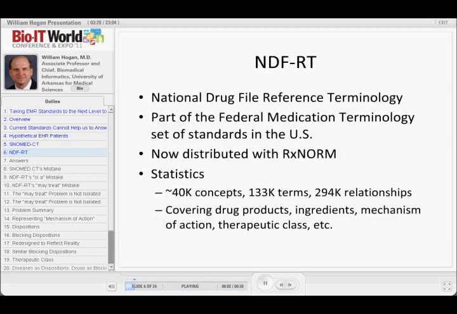Now, NDF-RT stands for National Drug File Reference Terminology. It was built off the Veterans Affairs National Drug File and turned into a reference terminology. It's part of a set of federal medication terminology standards in the United States. It's now distributed as part of RxNorm. They cover different areas. It has about 40,000 concepts, 133,000 terms, and 294,000 relationships. It covers drugs, drug products, ingredients, mechanisms of action, therapeutic classes, and so on.